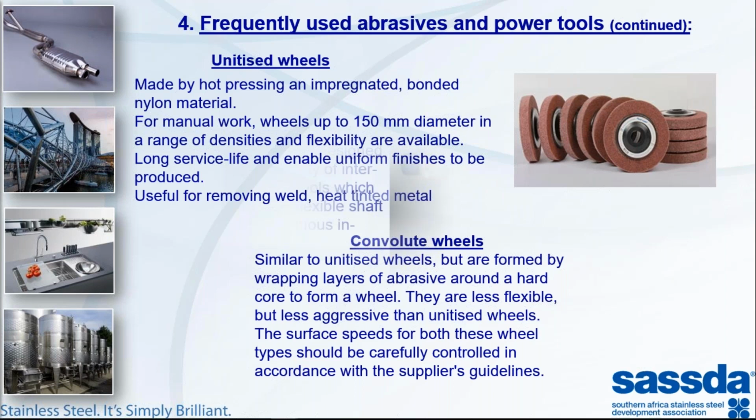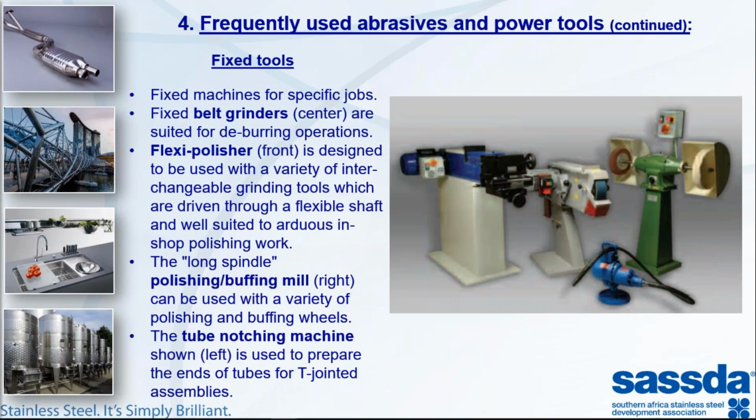We will have a look at some of the popular tools, and the first lot is the fixed tools. And on this combination picture, you will see the old workhorse there in the middle, the fixed belt grinder, suitable for deburring things and sharpening drill bits and all kinds of general work. There's the flexi polisher. It looks like a Dremel tool on steroids there at the front, at the bottom. So it's a fixed machine, but it's got a flexible shaft, and you can do quite arduous in-shop polishing work with it.